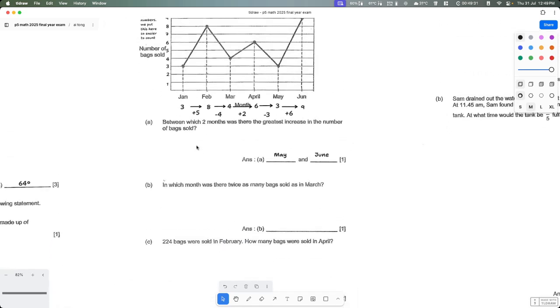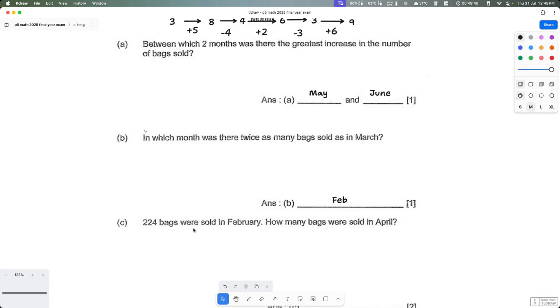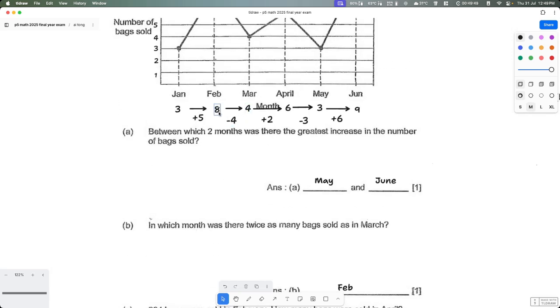In which month was there twice as many bags sold as in March? So we know March is 4. What's twice? In this case, it is February. Pretty obvious. Okay, and then next one, last one. 224 bags were sold in February. So February is over here.